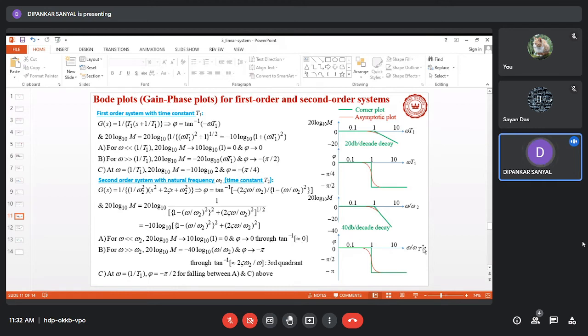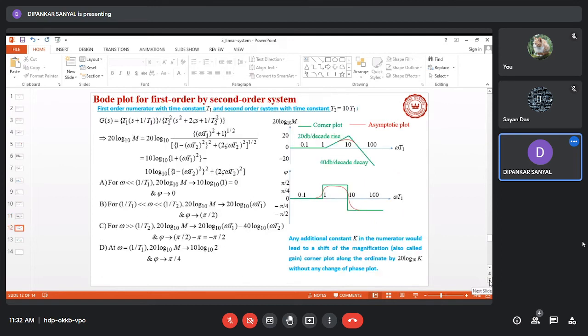Now we are considering a combination of first order numerator and second order denominator. Then we will appreciate the importance of this log 10. This log 10 makes it convenient, as the numerator and the denominator parts get split out separately, and we can just join the corner plots for the numerator part and then the denominator part one after another.